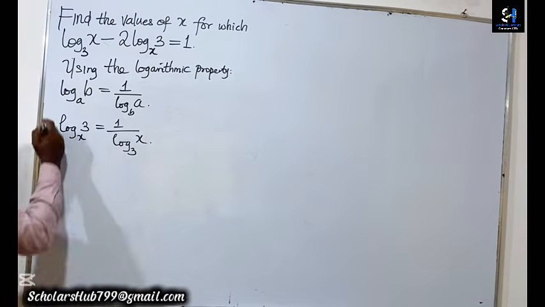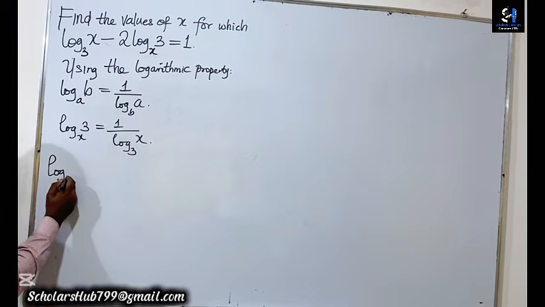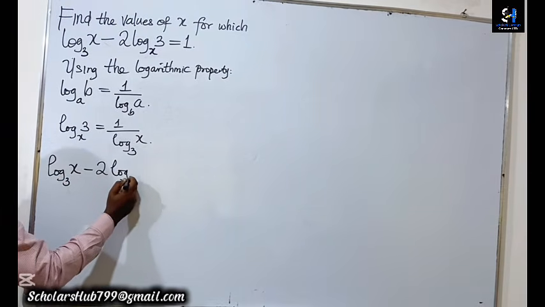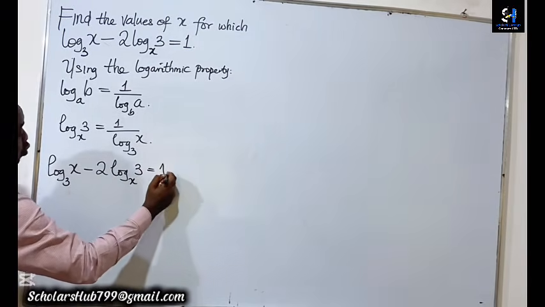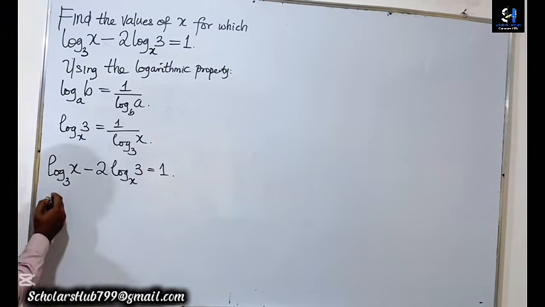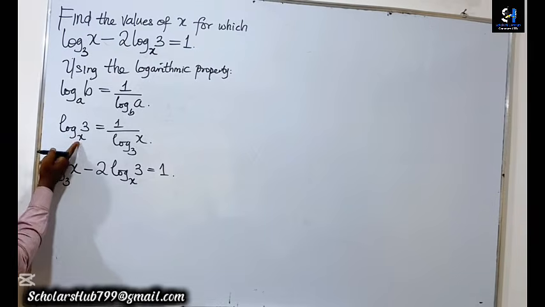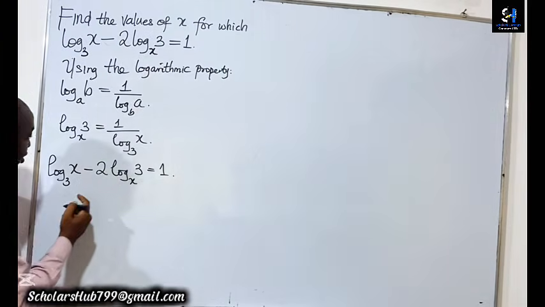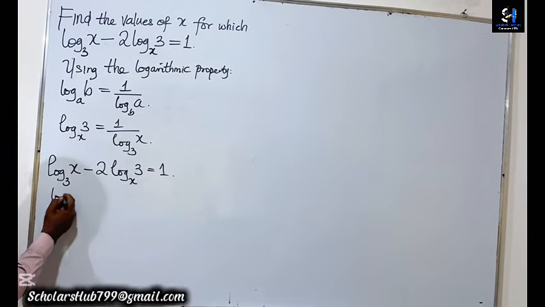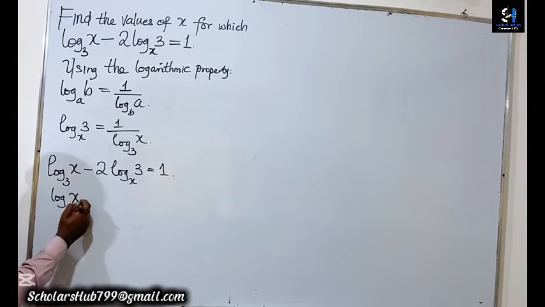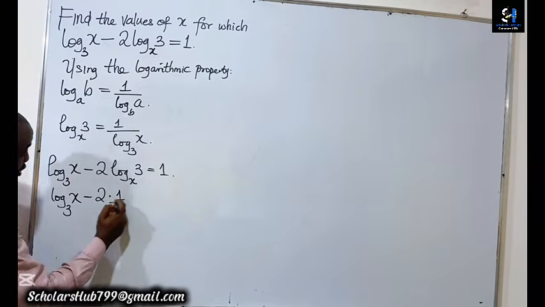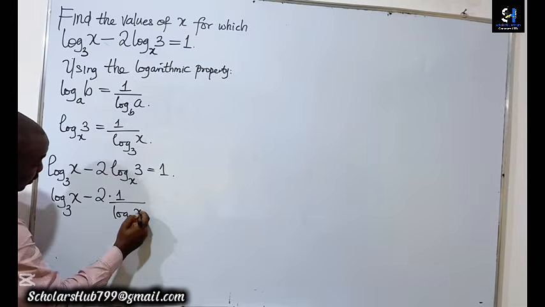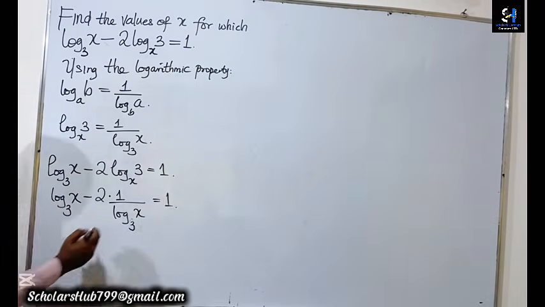So now the equation we are given is log to base 3 of x minus 2 log to base x of 3 equals 1. Which means that log to base x of 3 equals 1 over log to base 3 of x. So this equation will now be log to base 3 of x minus 2 multiplied by 1 over log to base 3 of x equals 1.